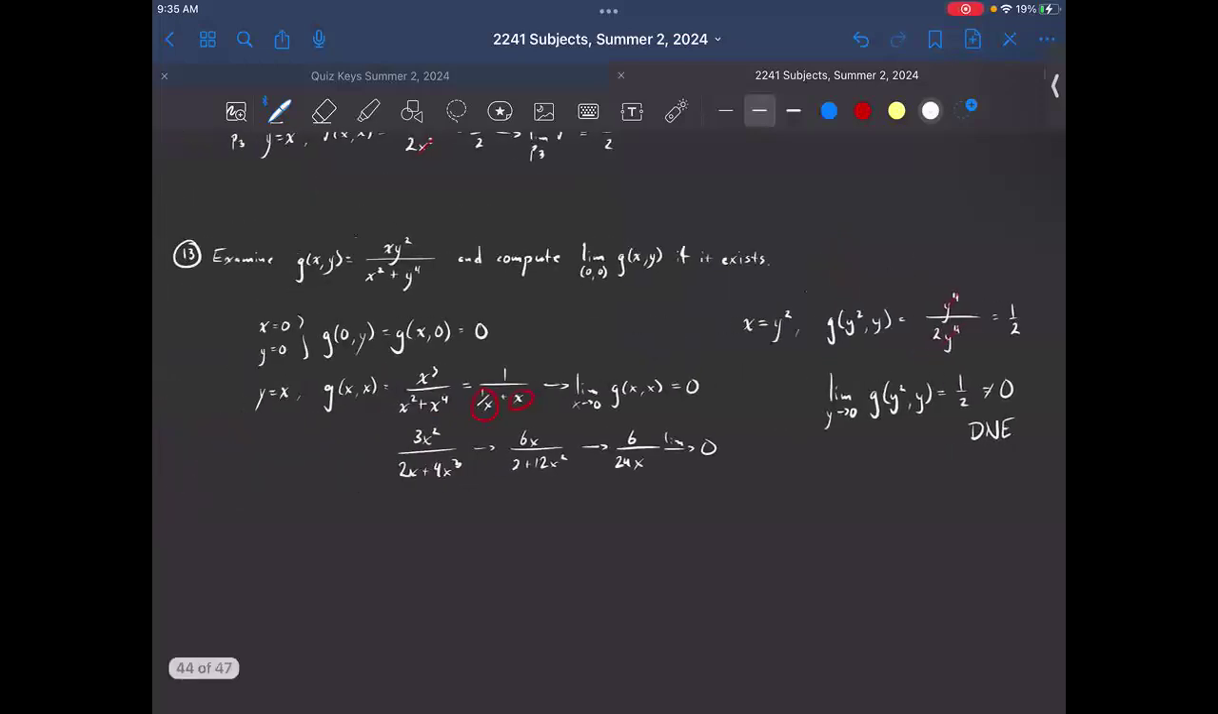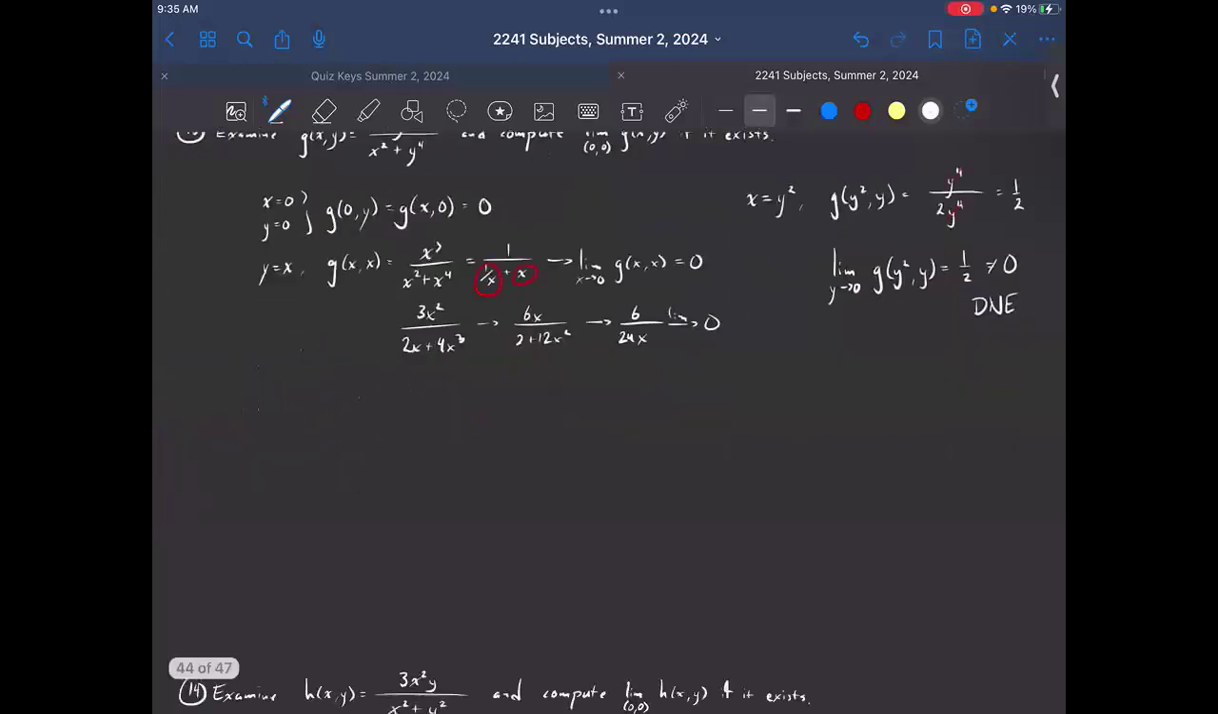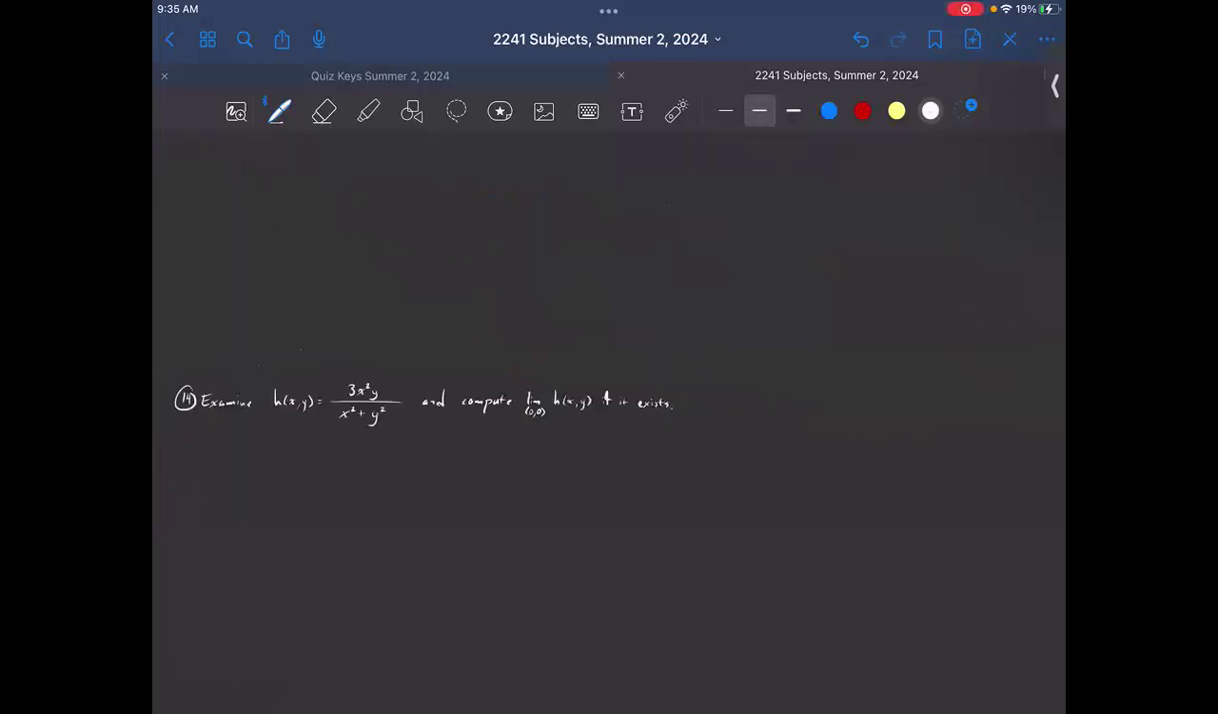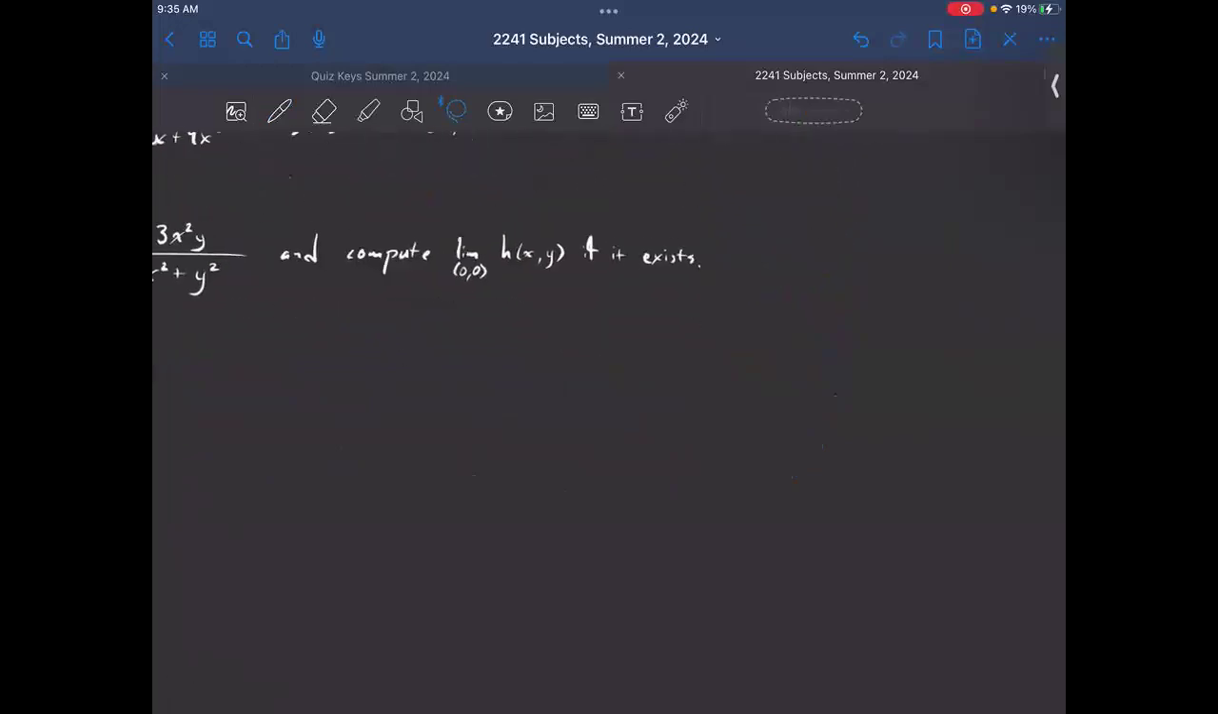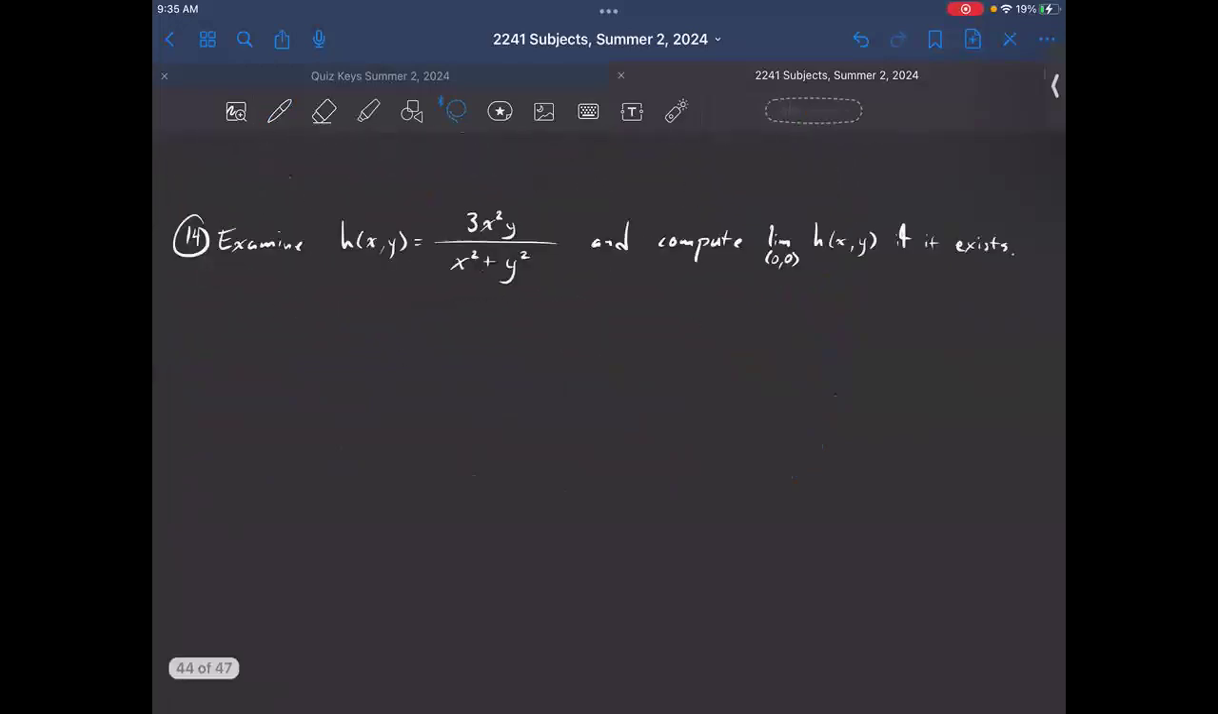Okay, so there are lots and lots of different ways for limits to fail to exist. Move this up a little bit. Now, let's look at this limit. H of xy equals 3x squared y over x squared plus y squared. And I want to compute this limit if it exists. Okay. I claim that this limit does exist.